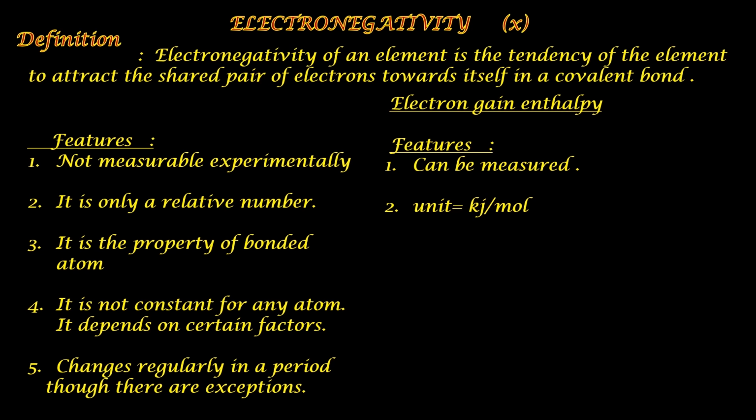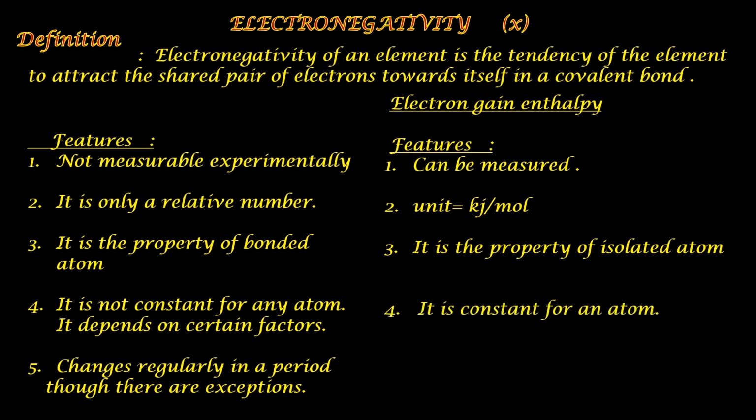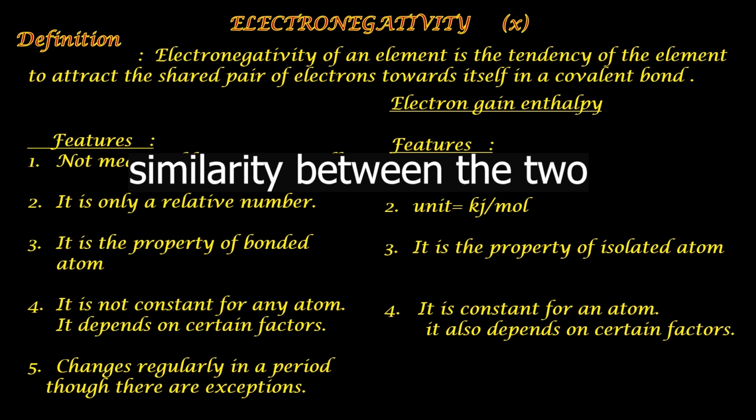per mole. Electron gain enthalpy is the property of isolated atoms. Electronegativity is the property of bonded atoms. Electron gain enthalpy is constant for an atom, whereas electronegativity is not constant for any atom. Electron gain enthalpy as well as electronegativity depend on certain factors. That is one similarity. Another similarity is that both are periodic properties.